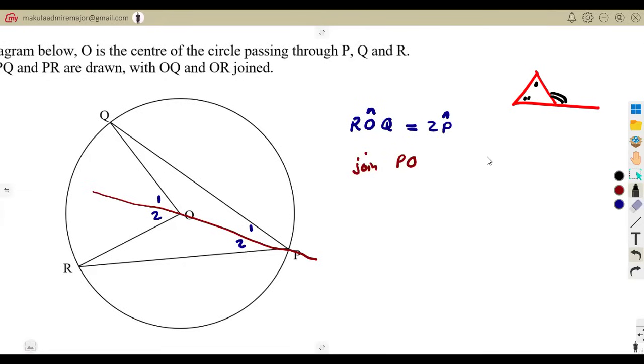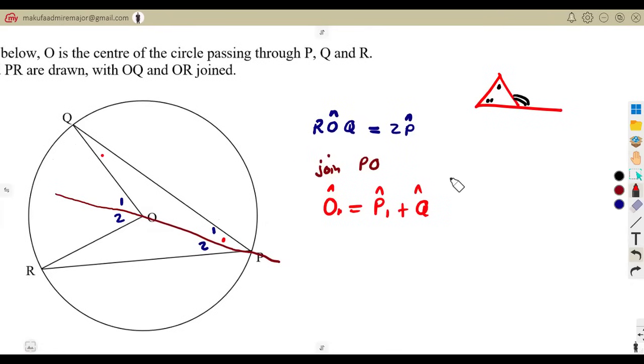So meaning to say, angle O1, if we are to take it into consideration, is equal to the sum of these two: angle P1 plus angle Q. We're talking of what? The exterior angle of a triangle. Remember, I'm just going to write in short, exterior angle of a triangle.